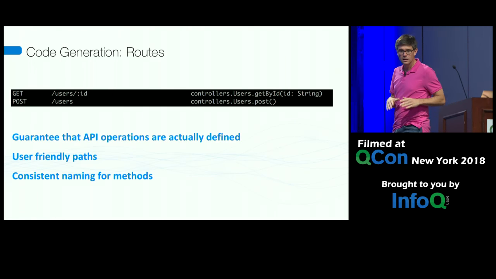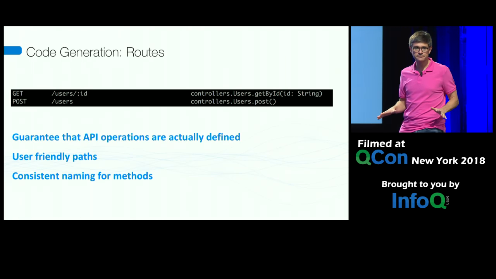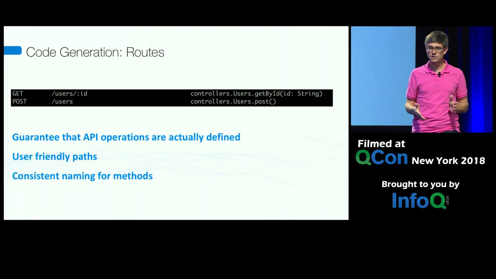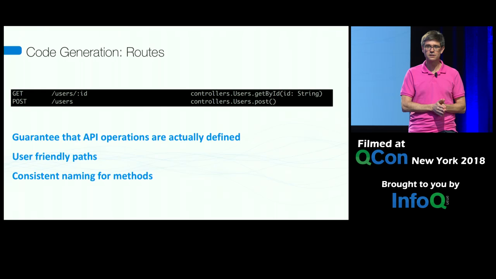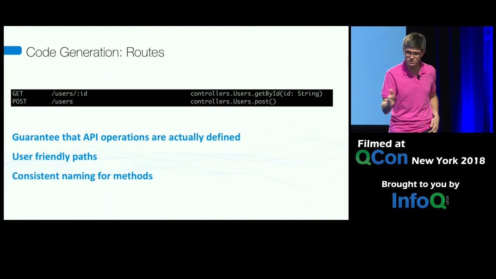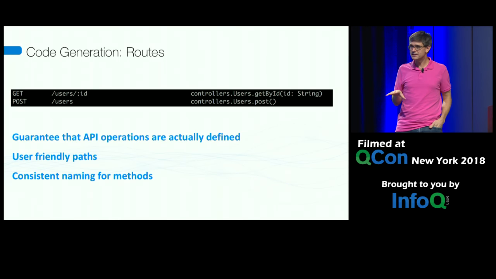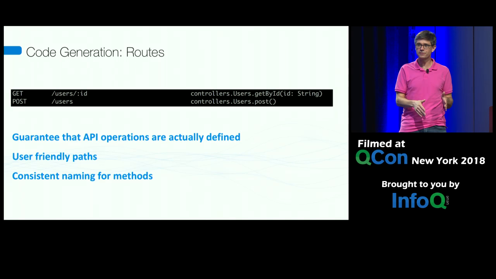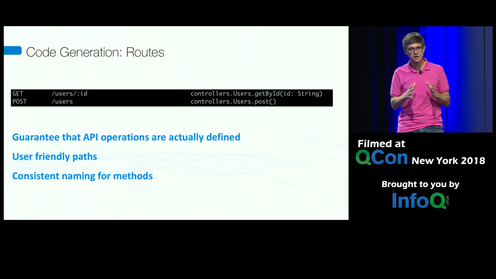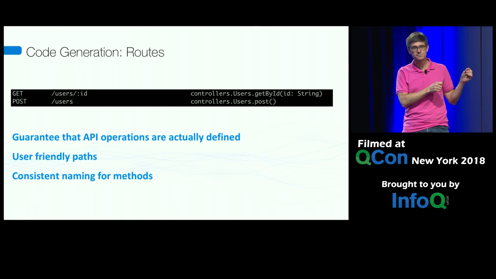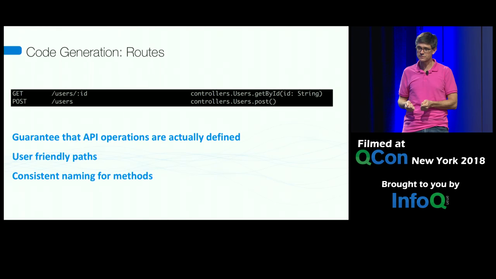For the routes file, all of our microservices at Flow are written in Scala and Play. And in Play, the way that you respond to an HTTP request is you declare a route. So we automatically generate this route file from the API Builder specification. Get users by ID, post users. This is really nice because now we're guaranteeing that our implementation has these methods defined. Because when we generate the routes and I run compile, the compiler complains because these things don't exist. So we can actually have a guarantee that the operations that are exposed on our resources and our API are, in fact, implemented by the service.